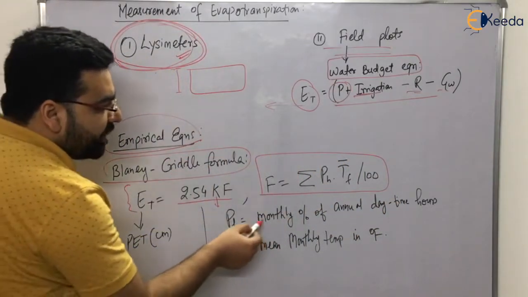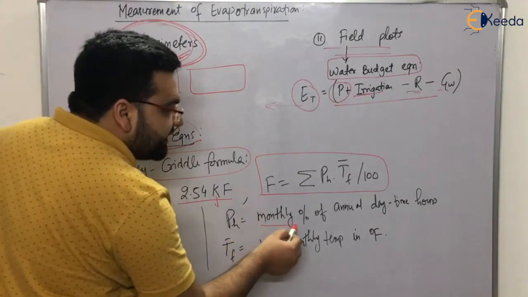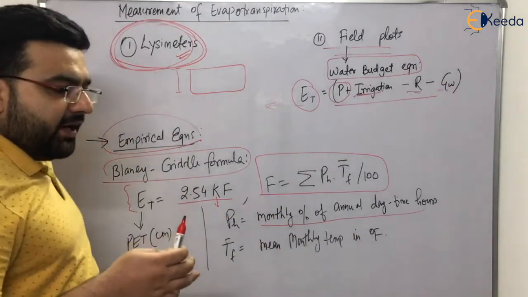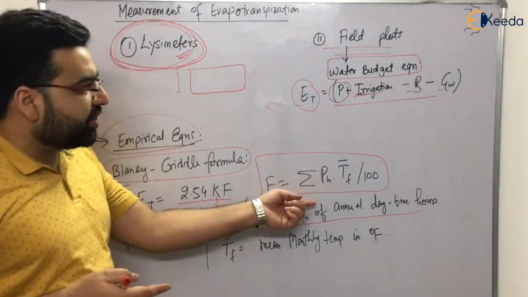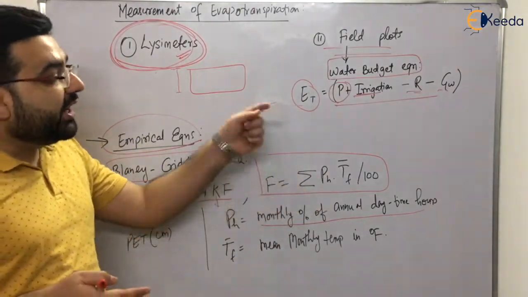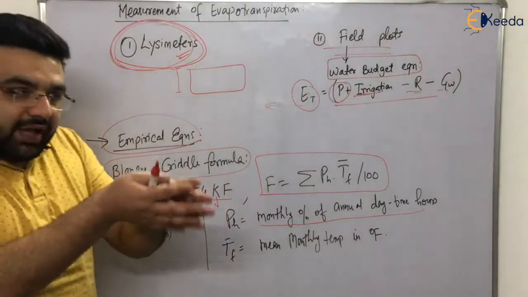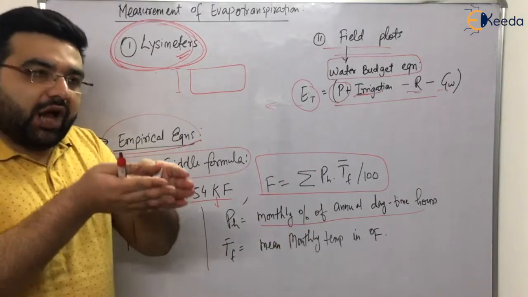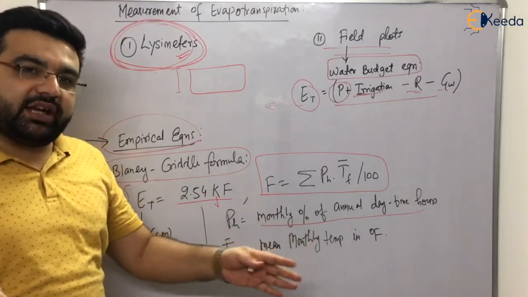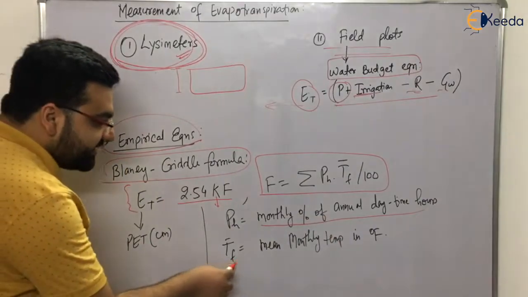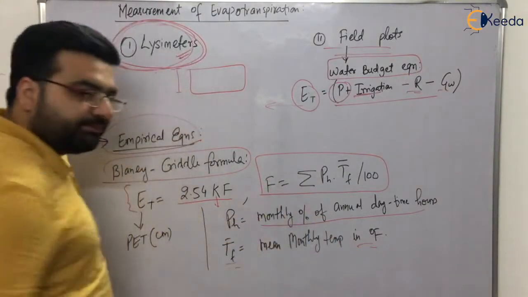Now, what is pH? pH is the monthly percentage of annual daytime hours, right? So first of all, you will be given the annual daytime hours, because evapotranspiration depends upon the daytime hours, right? And for one month, you have to calculate the percentage of that, right? And T is the temperature in degrees Fahrenheit, okay?